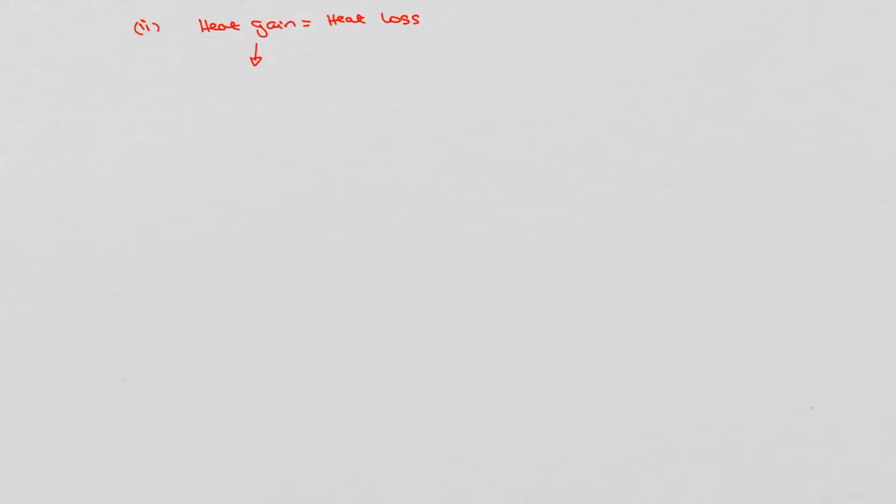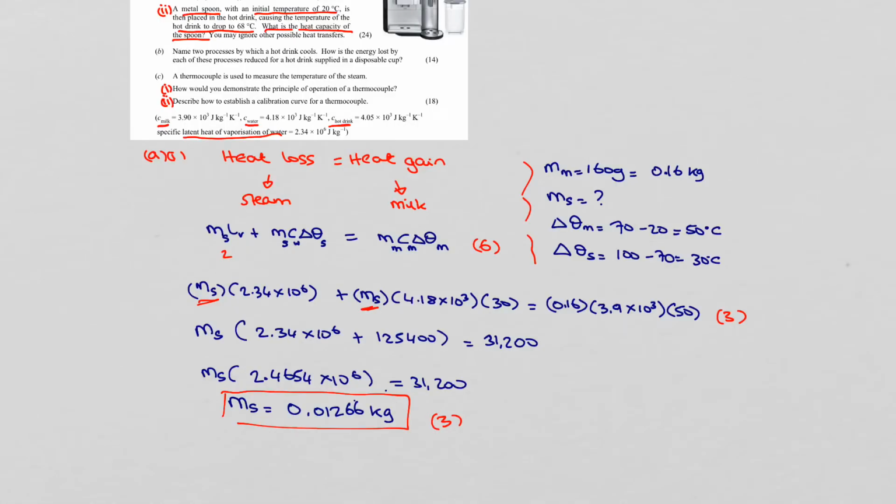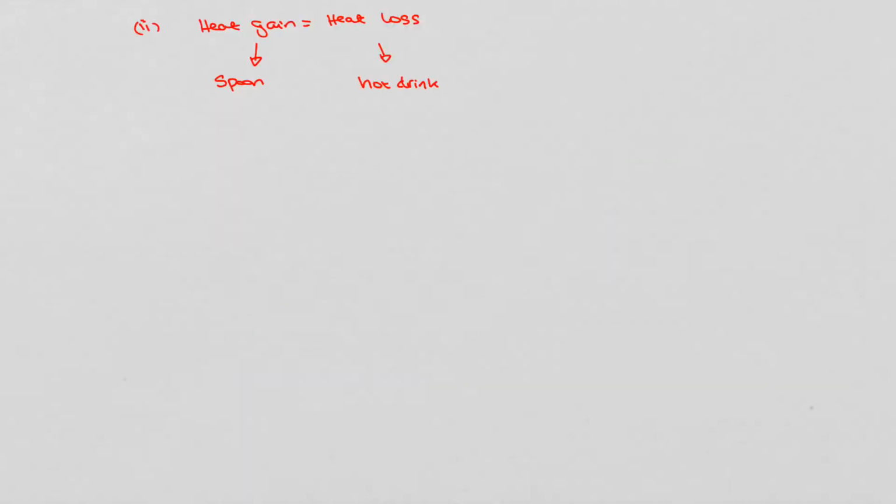So what's gaining the heat? Well, clearly the spoon must be gaining the heat because it causes the temperature of the drink to drop. So the hot drink is losing its temperature. Now let's look at the temperature. So the temperature is going from 20 for the spoon to 68 degrees. And therefore there is no change in state. So it's literally just a change in temperature.